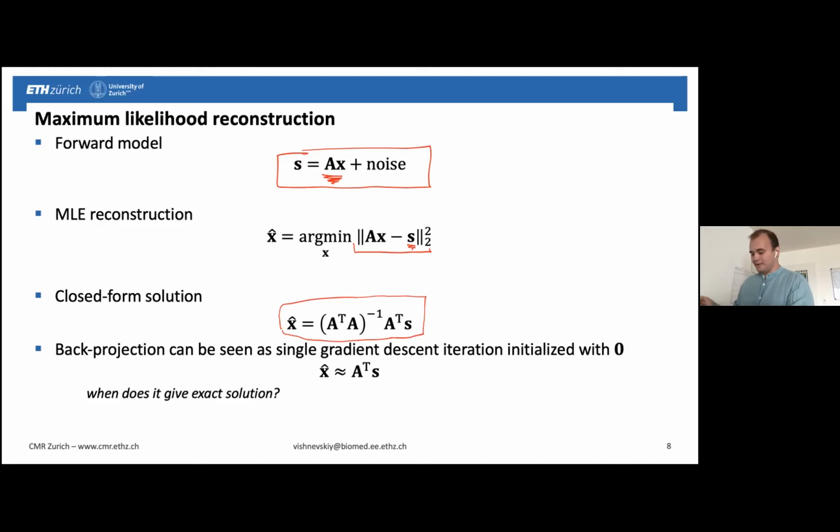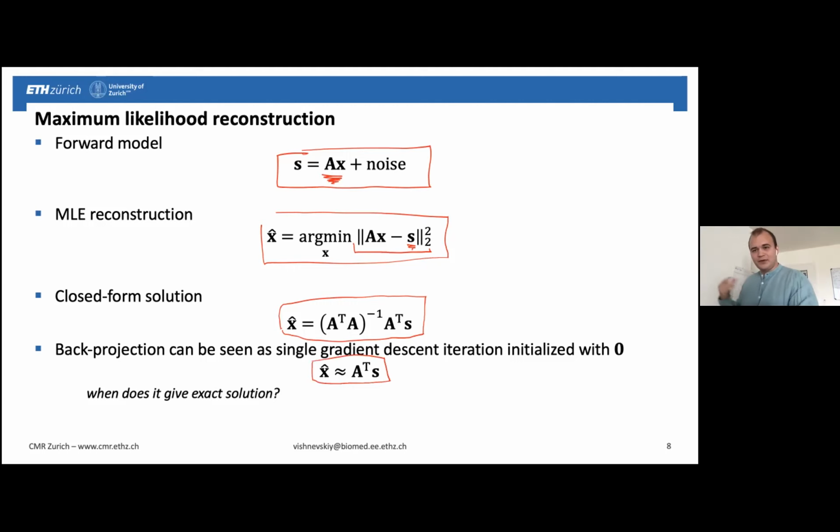Also, instead of solving this least squares problem analytically, you can apply different optimization methods on top of it. For example, you can do gradient descent on this cost function. Actually, one of the first reconstruction algorithms, back projection, can be seen as a single step of gradient descent initialized with 0. And if this imaging matrix is orthogonal, or unitary in the complex case, then this will also be the exact solution to the optimization problem.